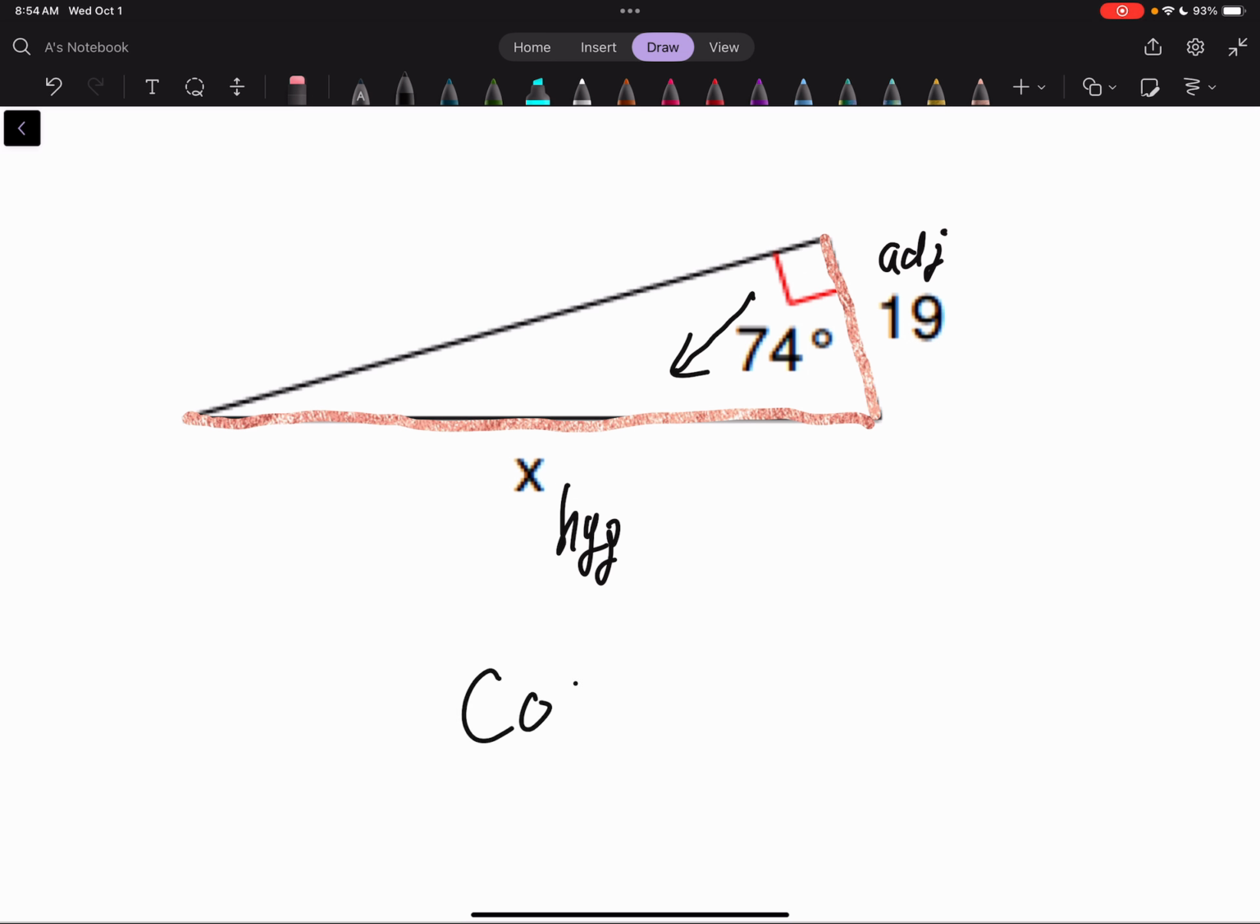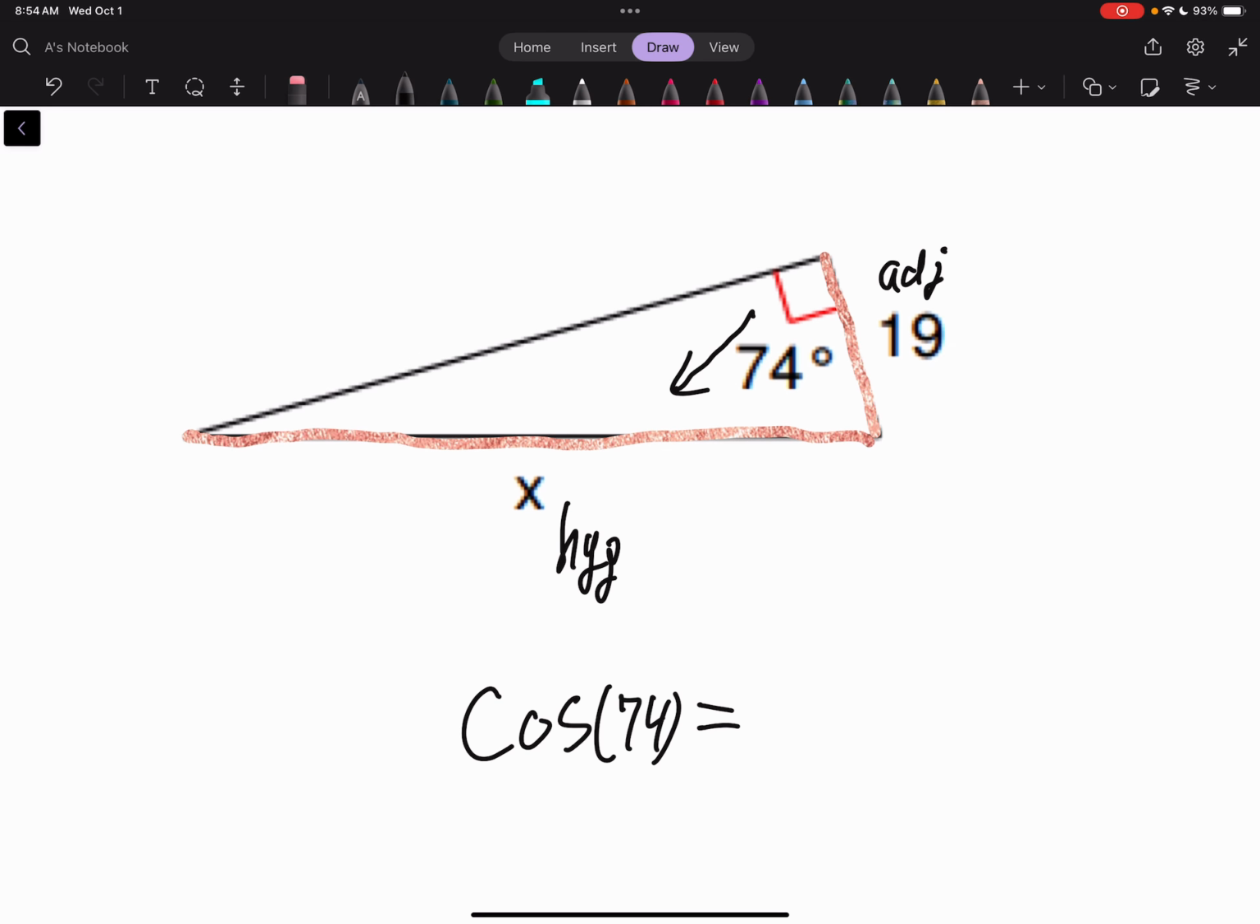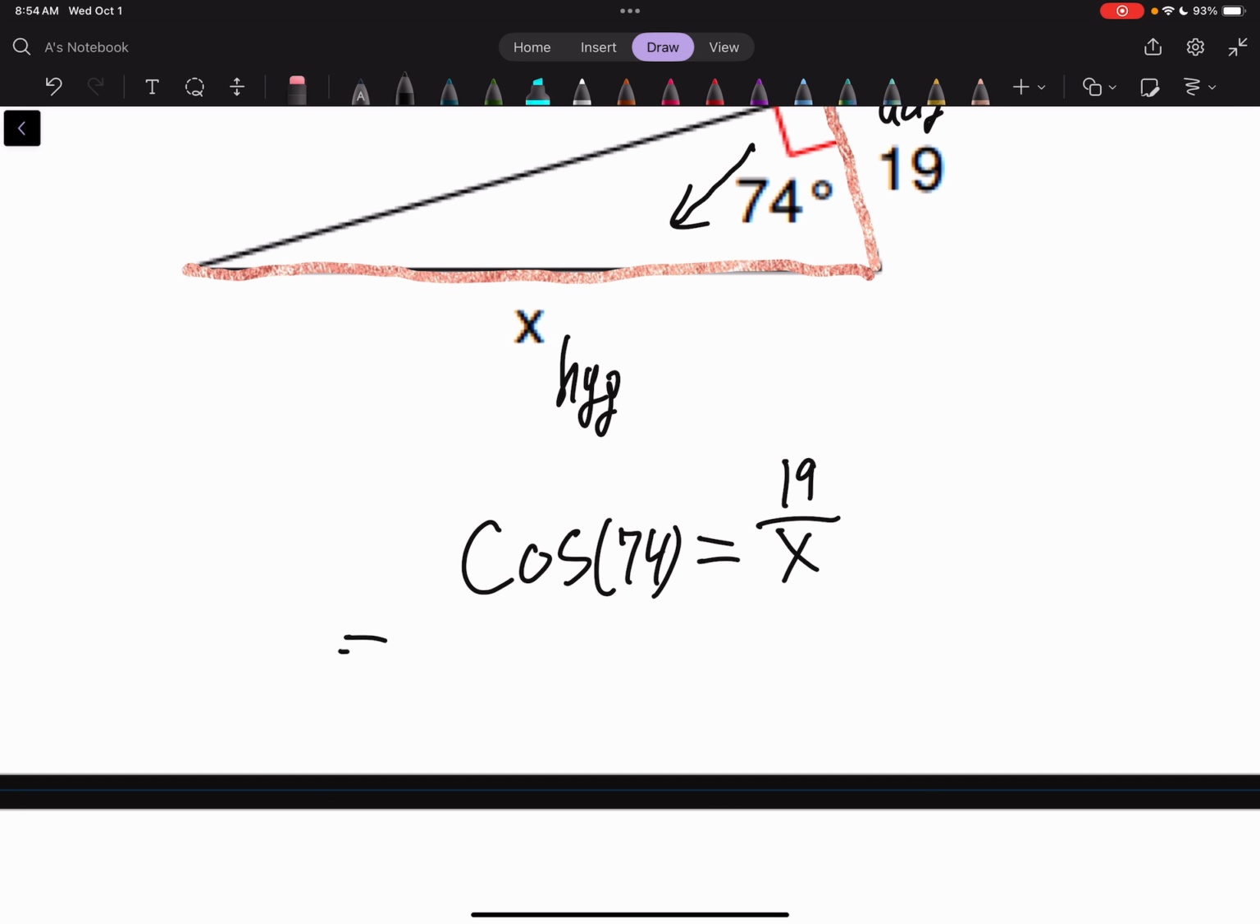So I'm looking for cosine of 74 is equal to 19 over x. When solving for x, I'm going to get x is equal to 19 over cosine 74. When I type this in Desmos, I'm going to get approximately 68.9.